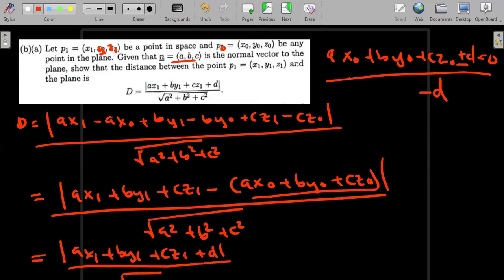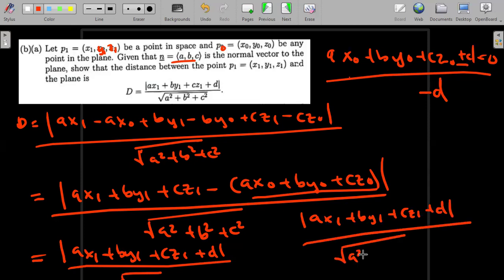So I have the modulus of ax1 plus by1 plus cz1 plus d, like that. I ran out of space there, so let me write it here. Then this is divided by the root of a squared plus b squared plus c squared. So this is how we're getting that formula, and you can just write hence shown. So we've shown that when we have those, we can get that formula there.